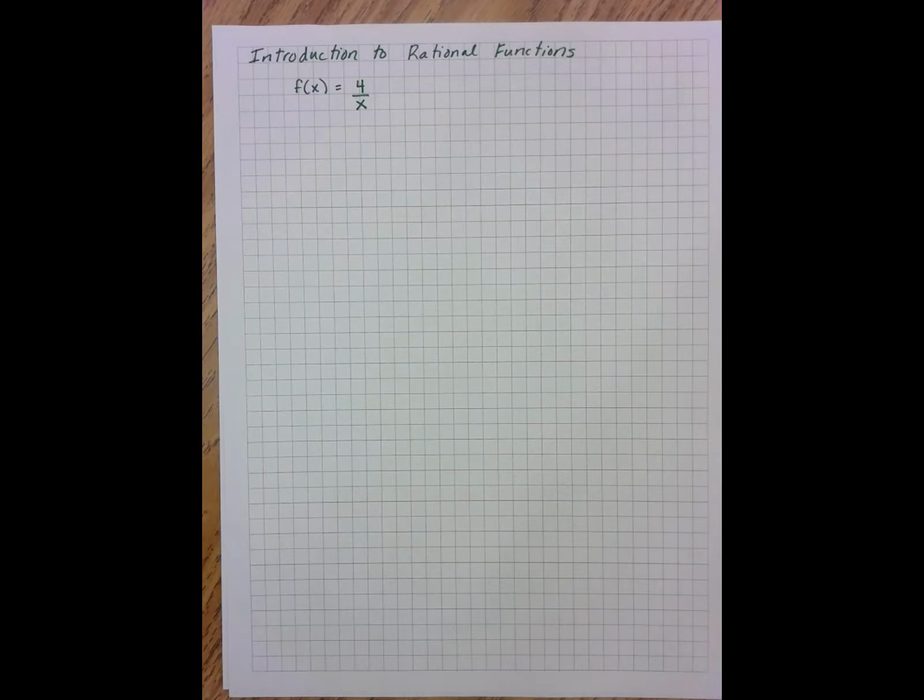This is just a brief introduction to rational functions. So just to get a feel of what a rational function is and what it looks like when we graph it, we're going to look at an example. f(x) equals 4 over x.